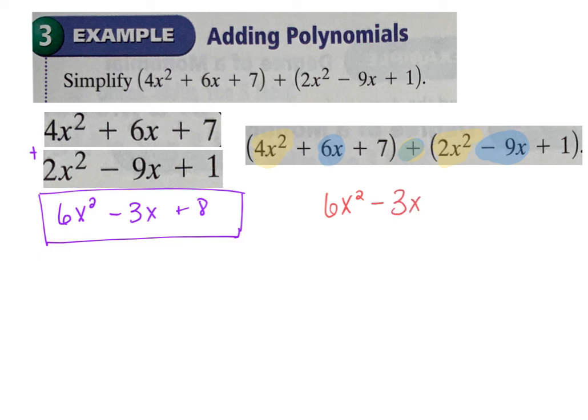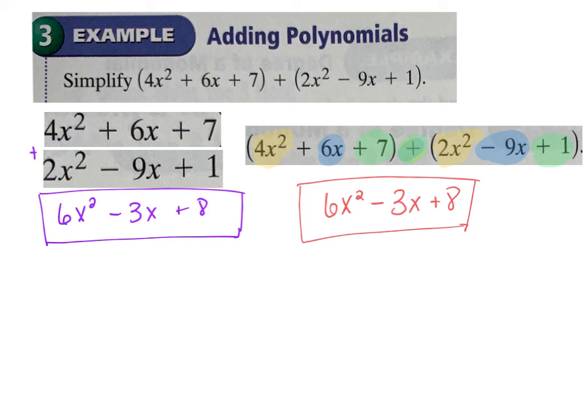And again, same thing for the like terms here. Positive 7 plus positive 1. So either way, whether you add them down or add them across, you'll get the same answer. If you do vertically, make sure you line up the right ones. If you do across, make sure you make a note as to which ones you have added.